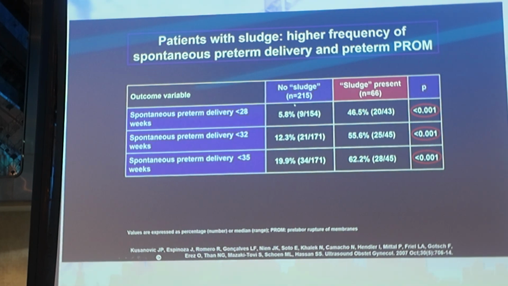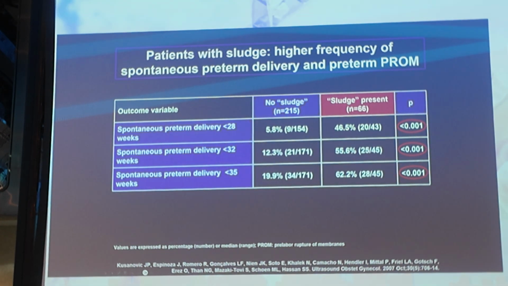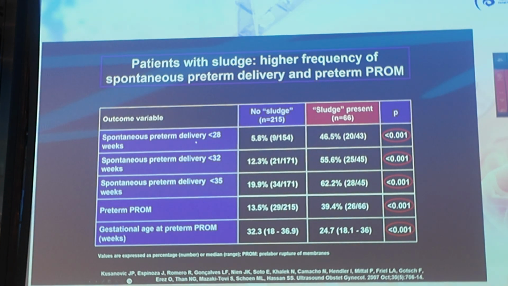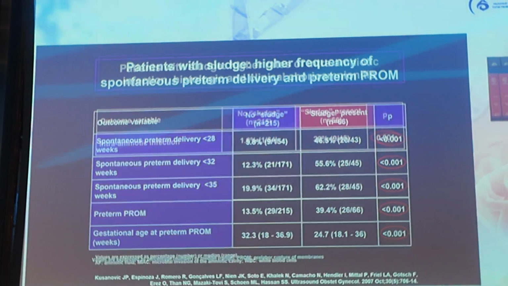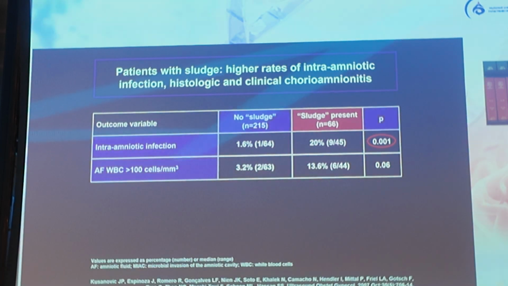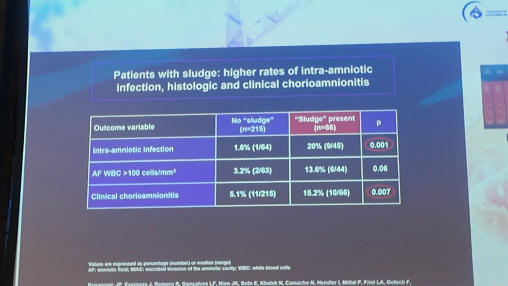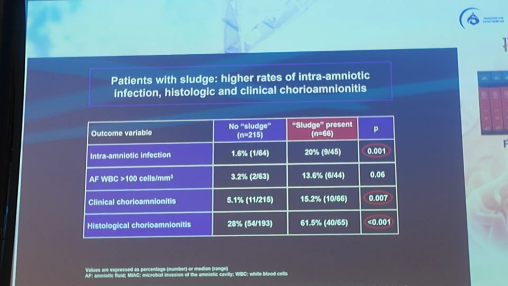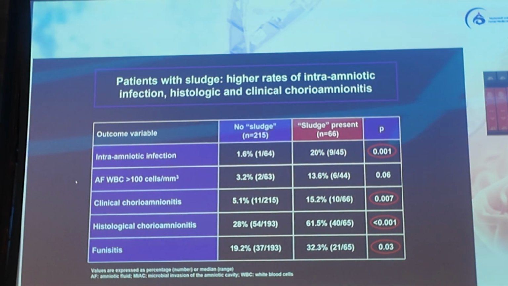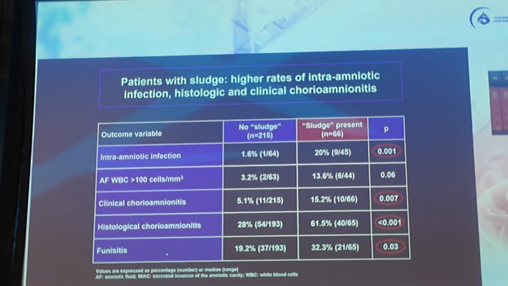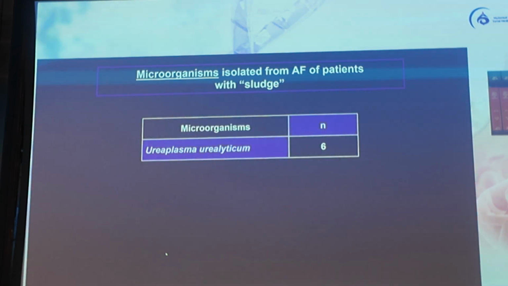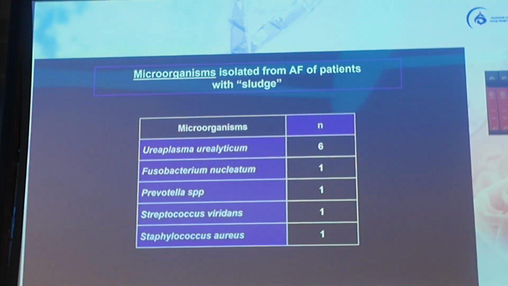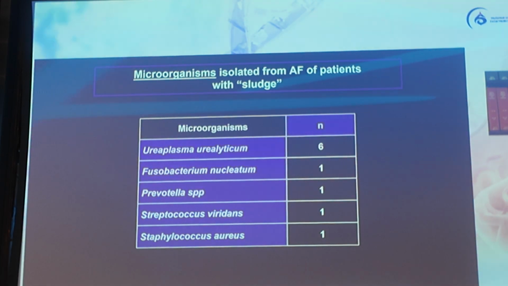And if you have sludge in the mid-trimester, in asymptomatic patients, they are more likely to deliver preterm. Also, they are more likely to have preterm PROM and to have intraamniotic infection, intraamniotic inflammation, develop clinical chorioamnionitis, and have acute pathologic chorioamnionitis. Importantly, they are more likely to have a fetal inflammatory response. So, sludge is bad. In this, another study showing that ureaplasmas are the most common microorganisms.